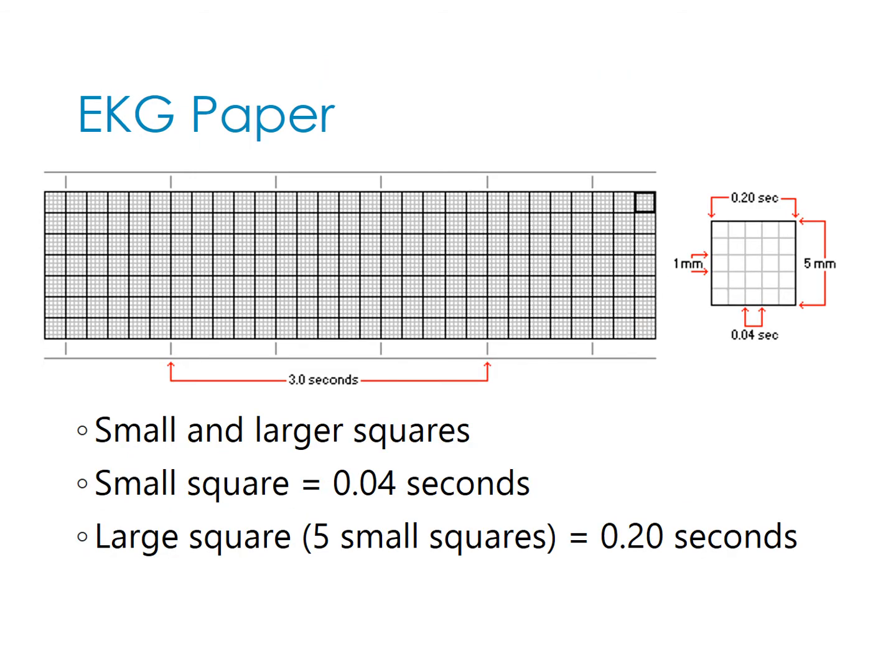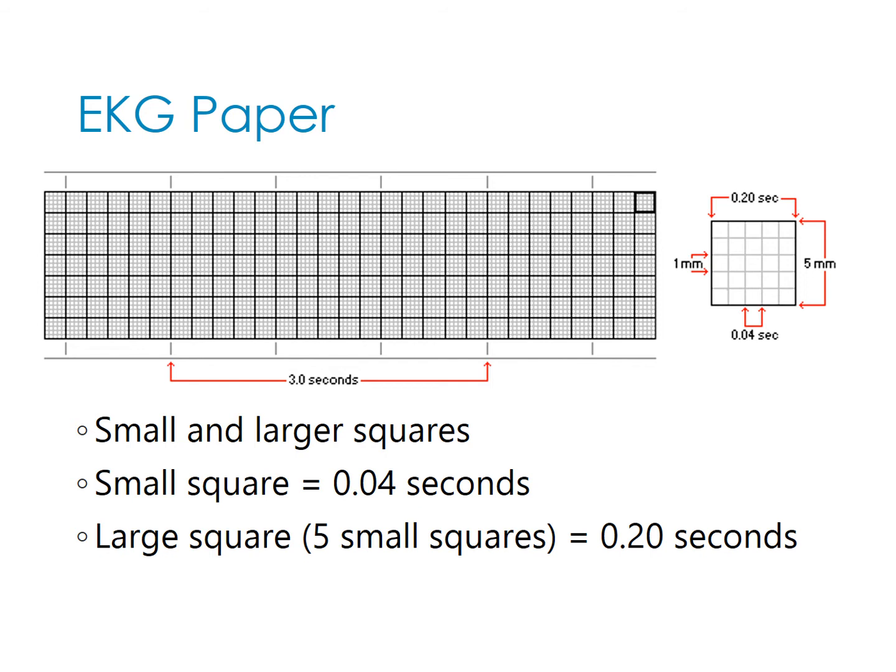This EKG paper or ECG paper is graph paper that is made up of small and larger heavy lined squares. The 5 small squares between the heavier lines print at a constant and standardized speed in an ECG printer. Each small square represents 0.04 seconds. So if you look at this diagram here, you'll see on the bottom it says there's 3 seconds in the red there. If you look at every single tiny square in there, each of those is 0.04 seconds.